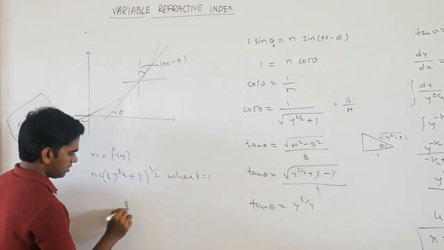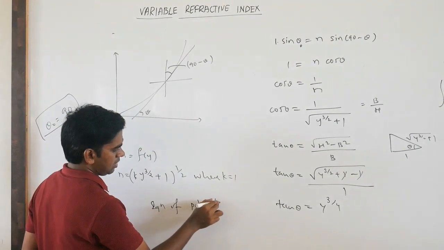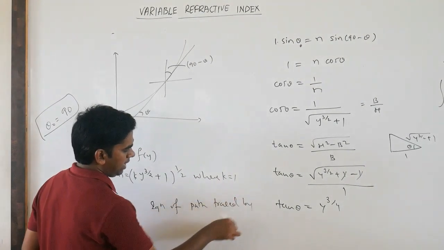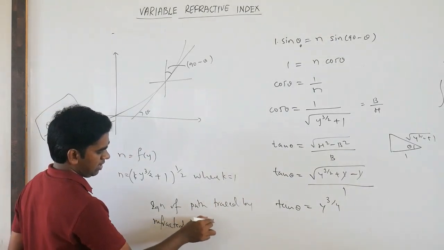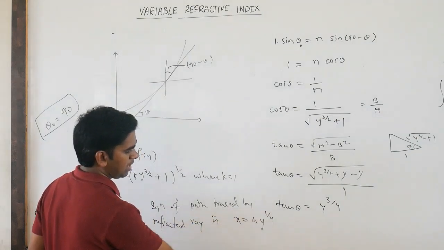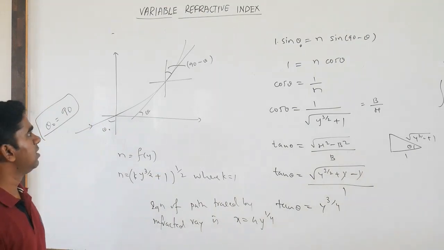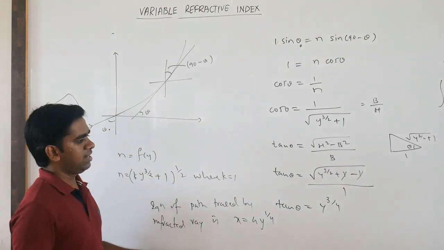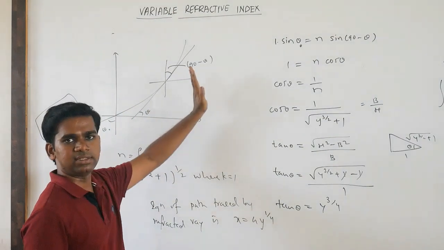So the equation of the path traced by the refracted ray is x equals 4y raised to 1 by 4. This is how we can get the equation when the refractive index is variable along the y-axis.